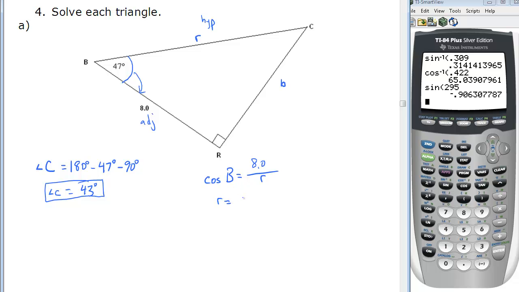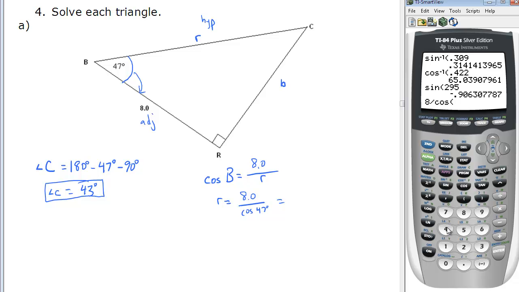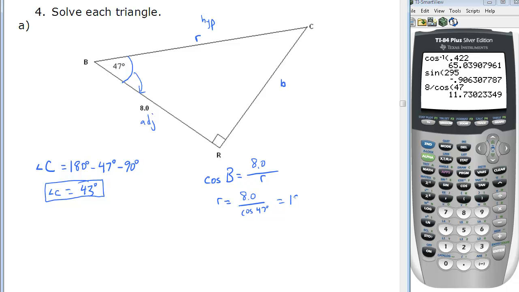We get R is going to equal 8 divided by the cosine of 47. And we'll move to our calculator to do that then. So 8 divided by the cosine of 47, and we'll just check to make sure we're in degree mode, and we are. 8 over cosine 47 is 11.7, and we're dealing with two significant digits, so we'll call that 12. So we have R is 12.